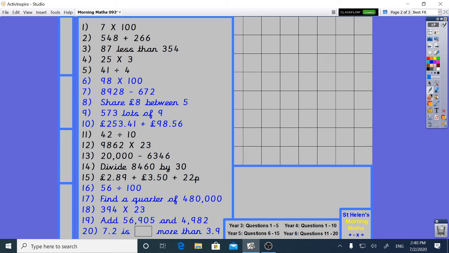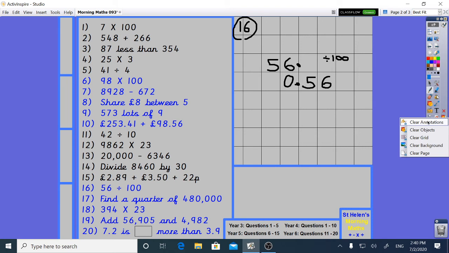Year 6. Right, let's get going nice and quick now. 16. Quick work for year 6. But keep your accuracy. That's the most important thing. 56 divided by 100. No decimal point. I'll put one on the end. Everything gets 2 places smaller. 0.56, otherwise known as 0.56.